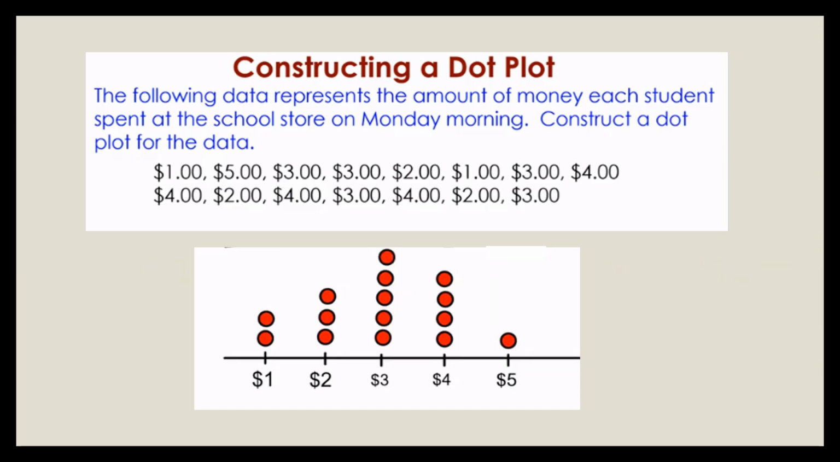This is what the dot plot should look like once it is completed. So $1 was spent by 2 students, 3 students spent $2, 5 students spent $3, 4 students spent $4, and 1 student spent $5.